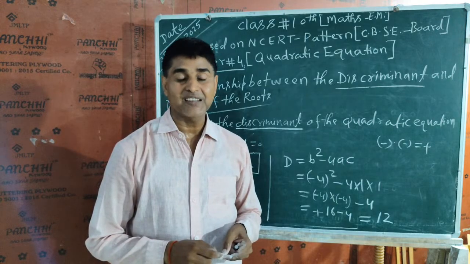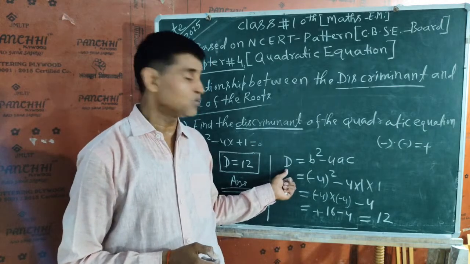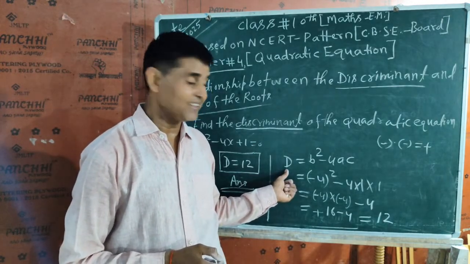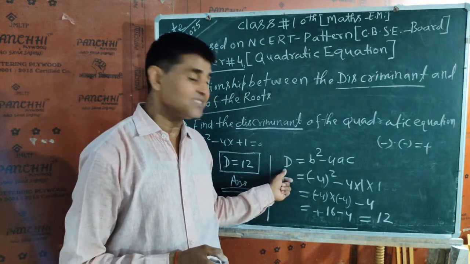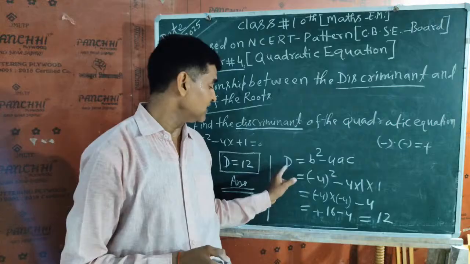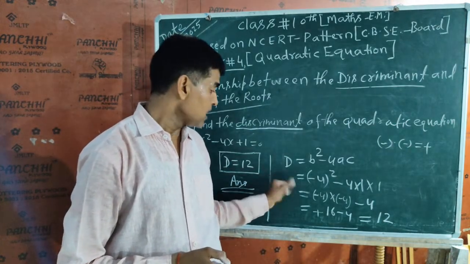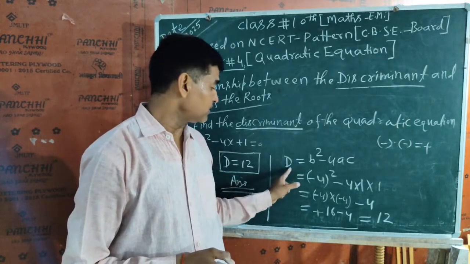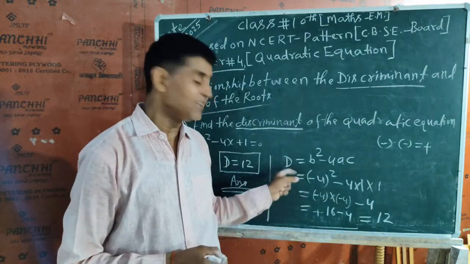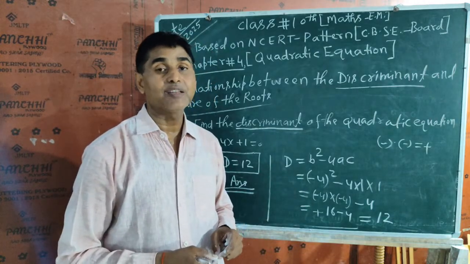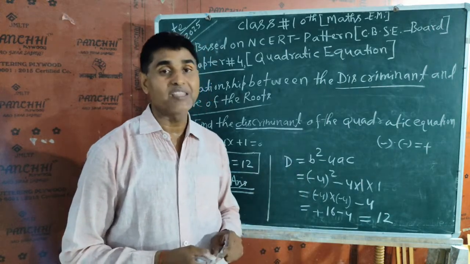There are three natures of the roots. One is when the value of D is equal to 0. In this case, both roots will be real and equal. If I get the value of D greater than 0, there will be two roots, but both roots will be distinct. And in the third case, if the value of D is negative, both roots will be imaginary. In other words, the roots will not intersect the x-axis.